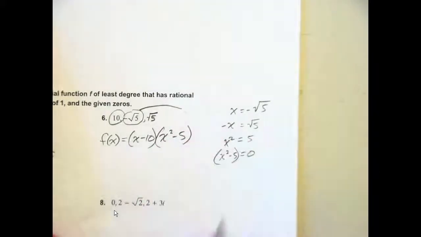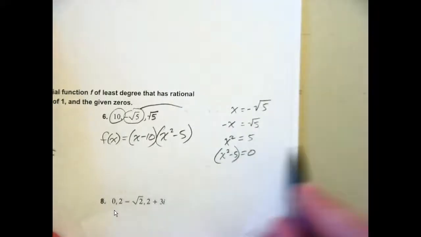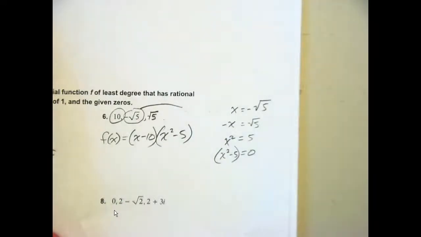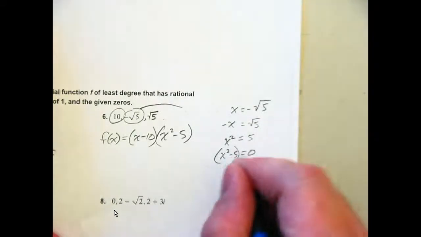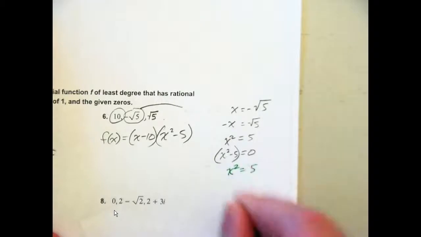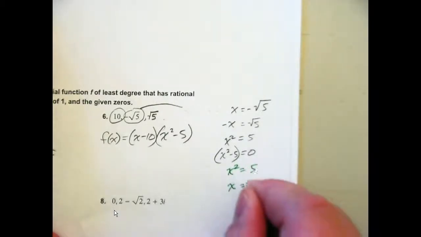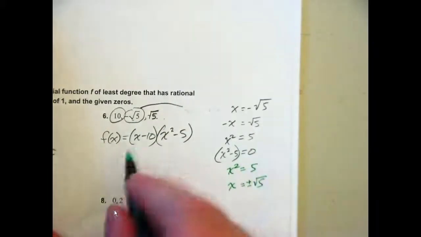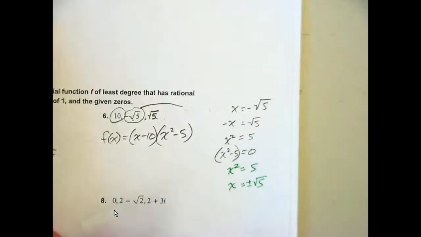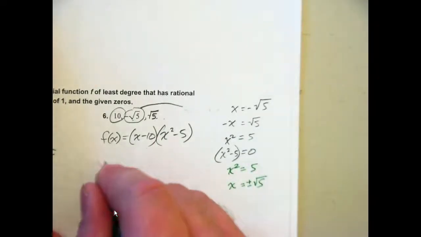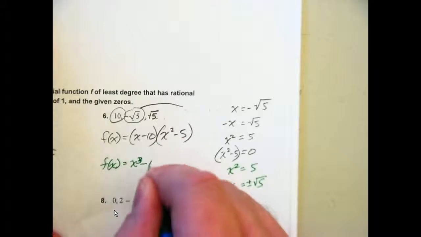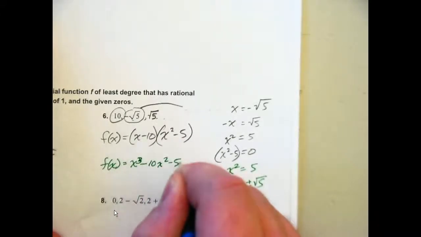And please note, the reason this works to give you both these solutions is that if I went through and found the solution to that function, the first thing I do is add 5. I get x squared equals 5. And then I'd take the square root, and it gives me plus minus root 5, which are both of those solutions. Then we'd multiply it out from there, and I assume you can do that. That gives you x cubed minus 10x squared minus 5x plus 50.